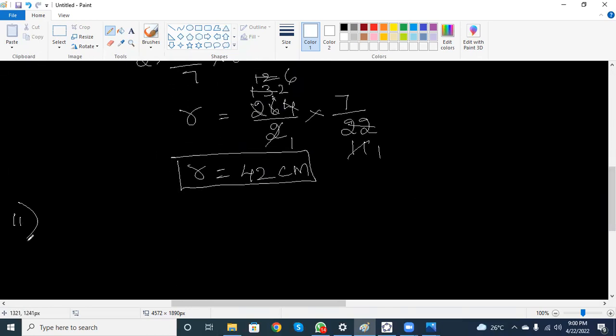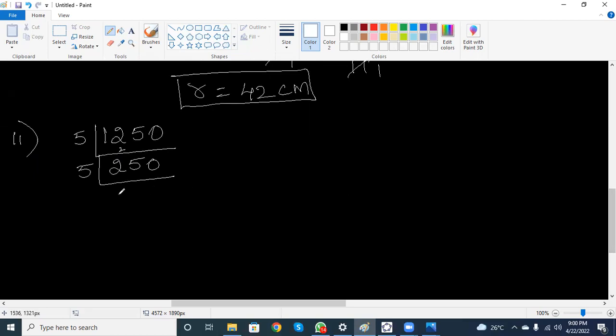11th question. Express 1250 in exponential form. Exponential form can be done by the prime factorization method. So this number is ending with a 0, so we can divide by 5. 5 2s are 10. 2 is the remainder, 25. 5 5s are 25. Again 0 is there, so we can take 5. 5 5s are 25 and 0. 5 10s are 50. 5 2s are 10. And 2 1s are 2. So this can be written as 5 power 4 into 2 power 1, simply 2. So this is the exponential form.